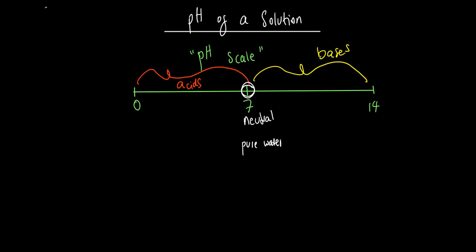Bases are called basic substances. Sometimes they are called alkaline substances. So it's just different ways to describe bases. Now, acids are going to have a pH between 0 and 7. The more you move to the left, the stronger the acid.